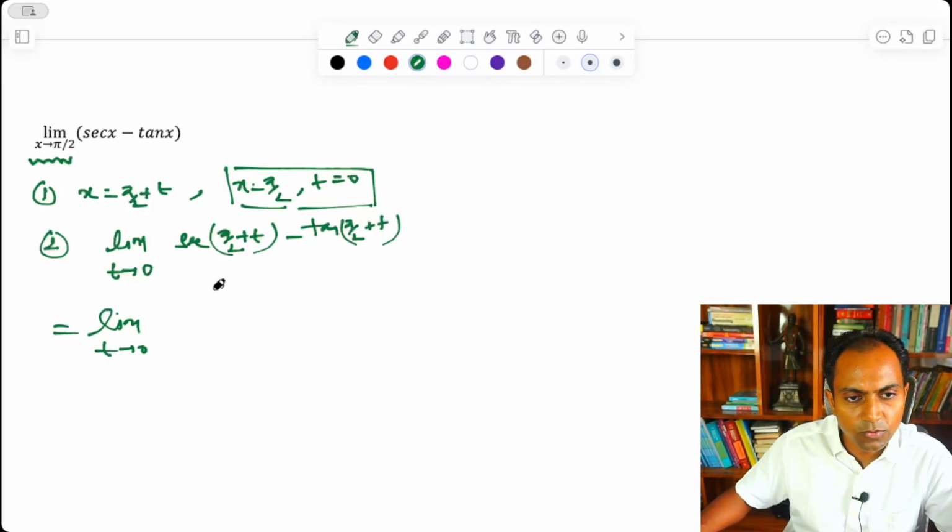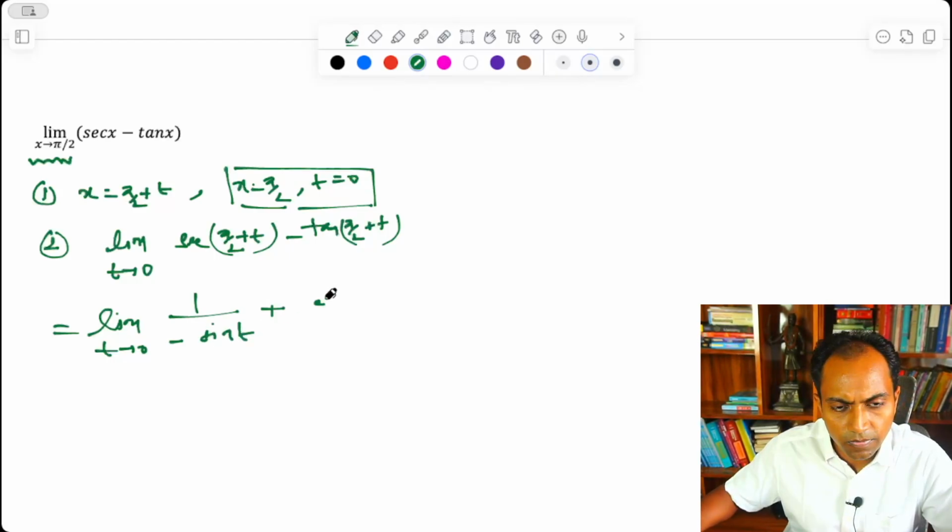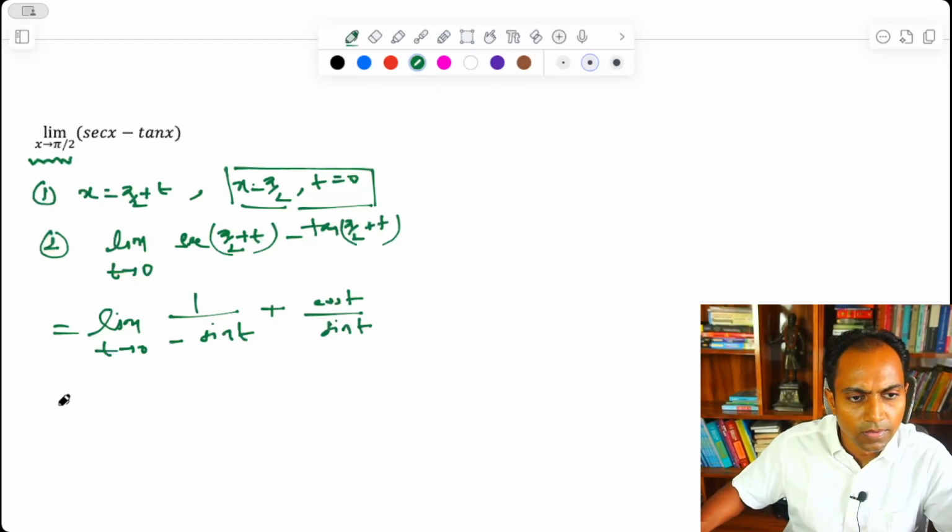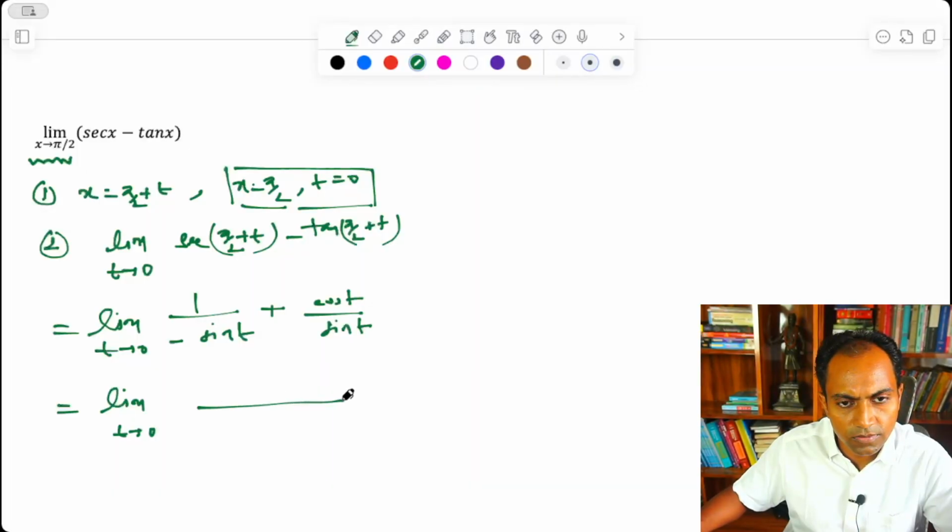Sec of pi by 2 plus theta would be equal to nothing. It would be better if I write in terms of cos. So 1 by cos of pi by 2 plus t will become minus sin t. Cos t by sin t. Now it is correct. Now once you have this, I can take LCM. It becomes cos t minus 1 by sin t.